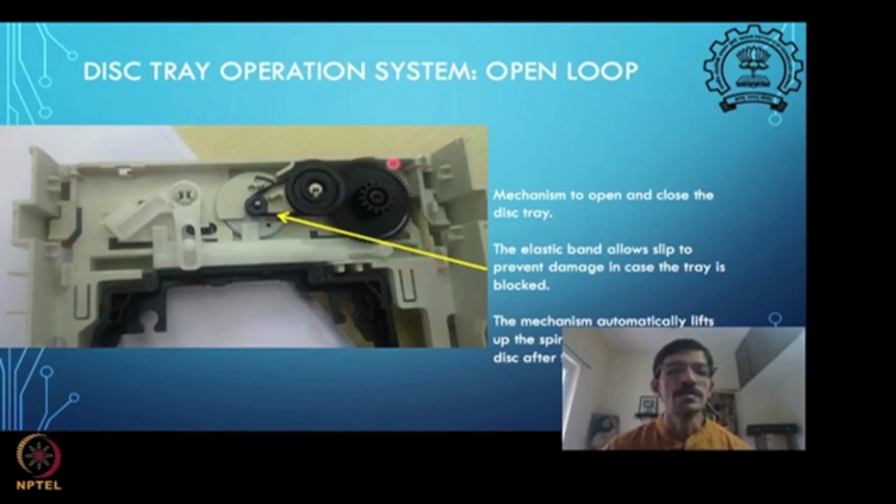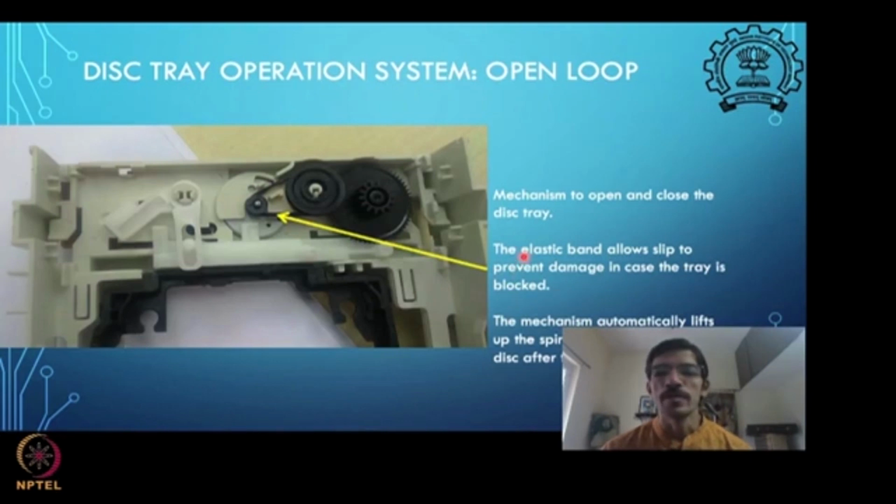Okay, the CD tray. I don't know whether you have operated one, but you'll remember that you push some button on the CD drive, and then the tray pops out. You put a CD there, and then it is taken inside and set in some way. So this is a mechanism which does the tray operation.